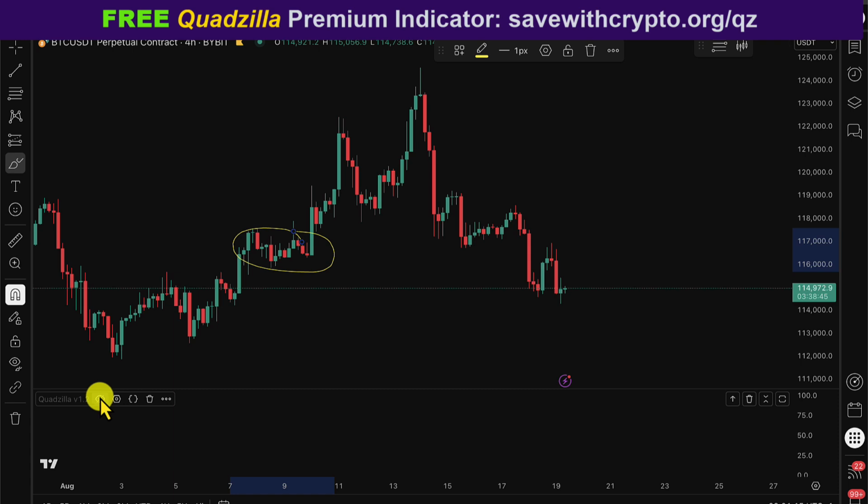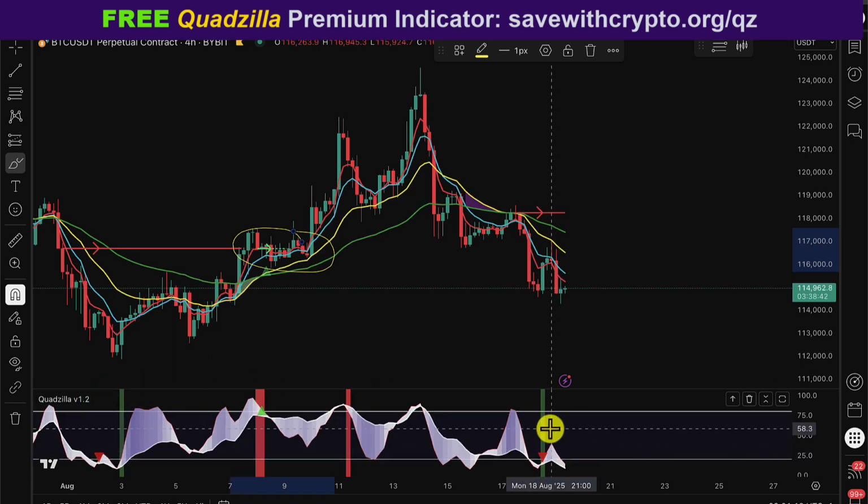Now, the reason I had been bullish was because we'd seen this green background here on the Quadzilla indicator.